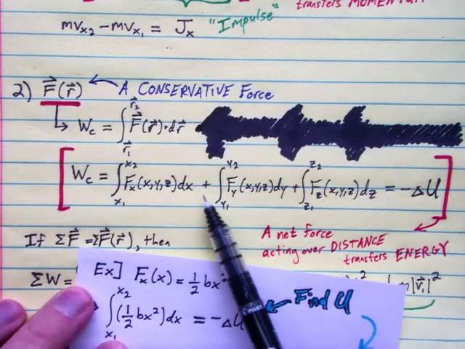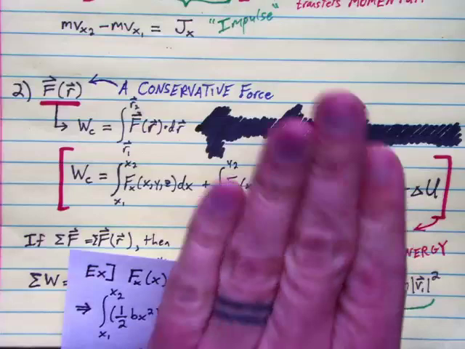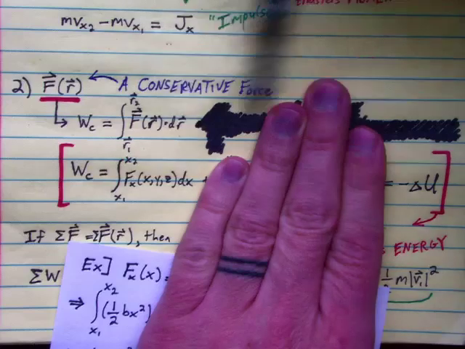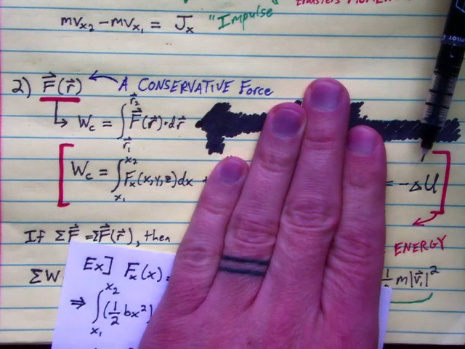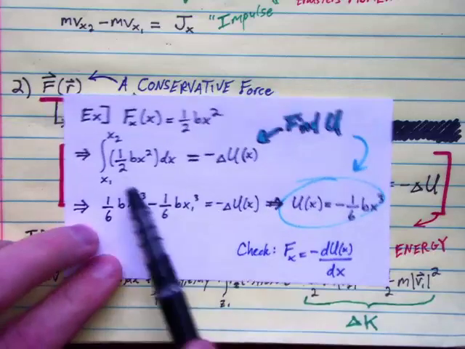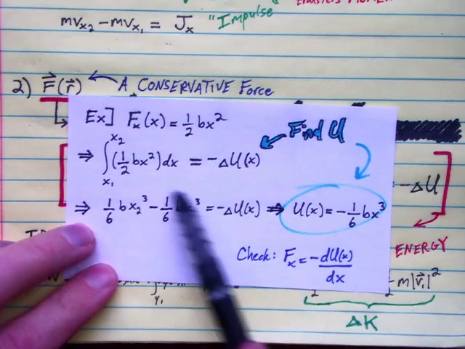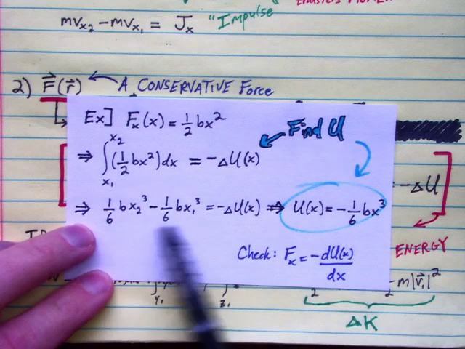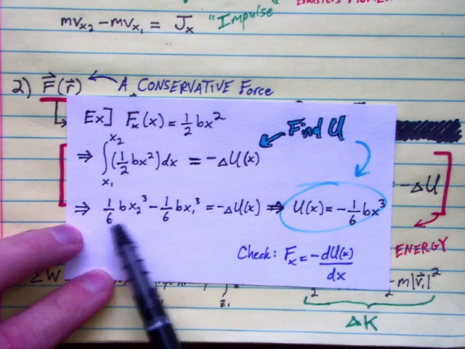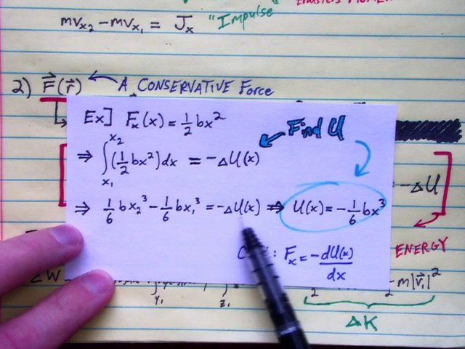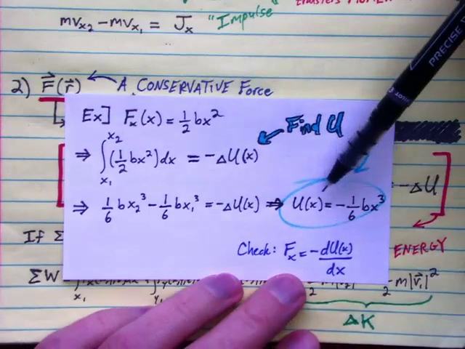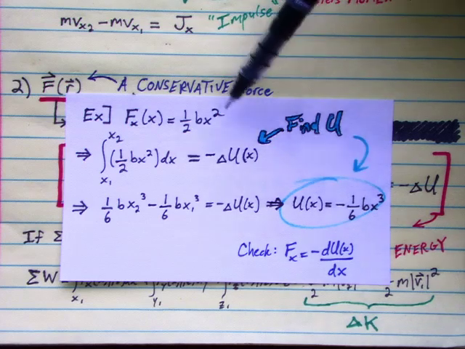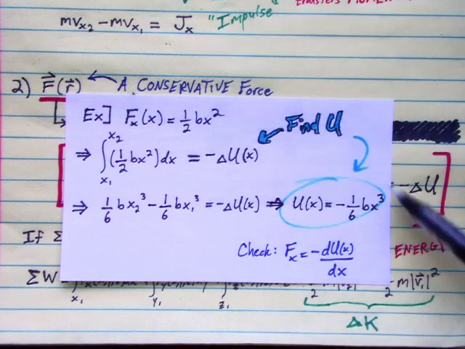So here we have no y or z components. So cutting those out, we have just this x component integral equals the opposite of delta U. So here's our force integrated against x. So our quadratic function becomes this cubic function here. And since this difference is equal to the opposite of delta U, we can conclude that the potential energy function that corresponds to this conservative force would be this cubic function here.